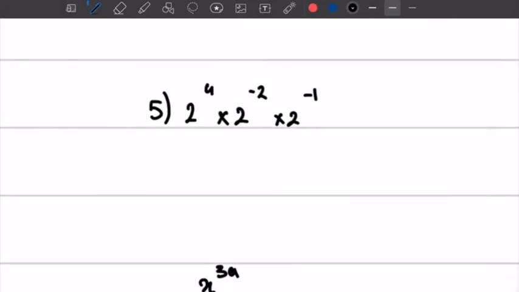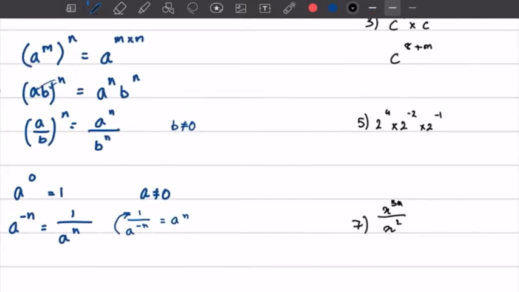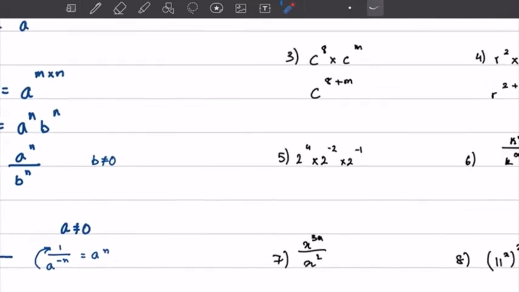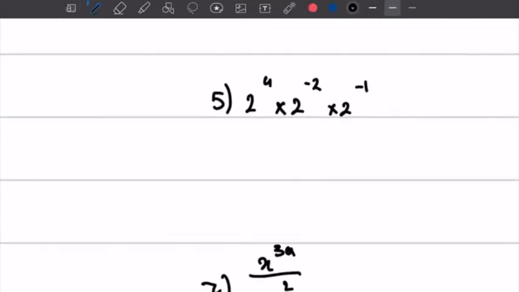Next, we have 2 to the power of 4 times 2 to the power of negative 2 times 2 to the power of negative 1. Now, you may be tempted to use the 7th law right here, but that is not what you do. This is just simple. It's applying the first law again. All you get is 2 to the power of 4 plus, and then in brackets minus 2, and then you have times -1.